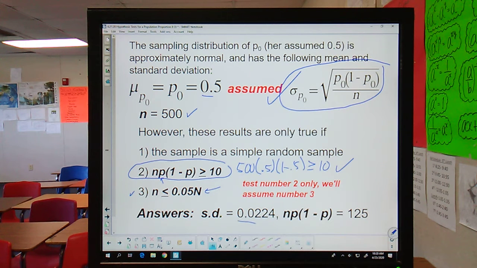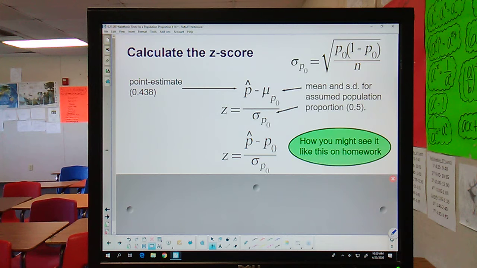Okay, your standard deviation should be 0.0224. If you didn't get that, just email me, but all you had to do was put in 0.5 there, 0.5 there, and 500 there, and do the square root. And then this is coming out to 125, which is indeed at least 10. Calculate the z-score now based on that.